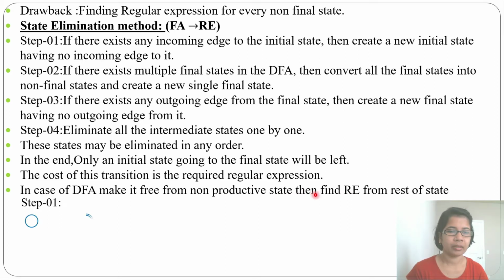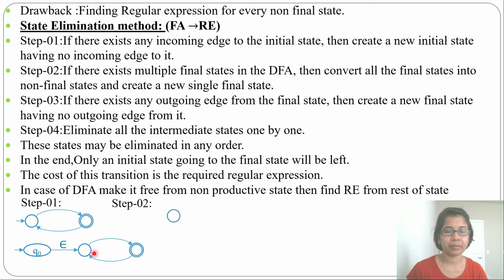So step 1, if there is an incoming edge to the initial state, then create another new state. Here there is an incoming edge to the initial state. This is an incoming edge. So we create another initial state and we add an epsilon transition to the old initial state, and the rest of the transitions will be the same. Step 2, if there is more than one final state. Here there are two final states. So we change these two final states into non-final states and we add another state as a final state, with epsilon transitions to that final state. This is our step 2.